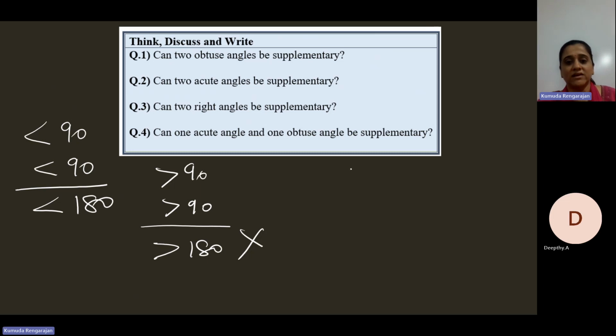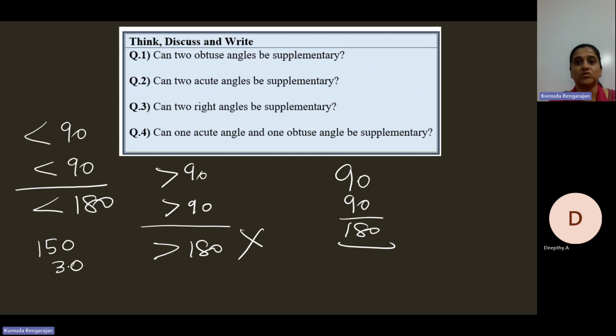Next one, two right angles. Yes, 90 and 90, 180. One acute and one obtuse. Yes, this is obtuse. This is the acute. Yes, they are supplementary. You can give many examples.